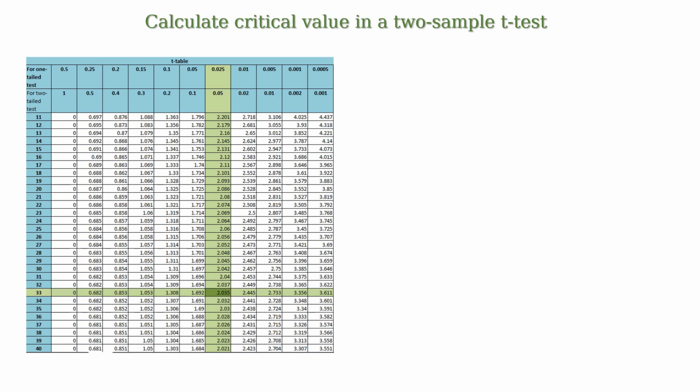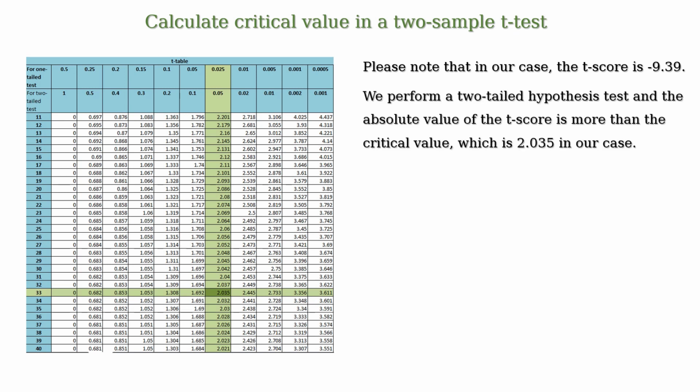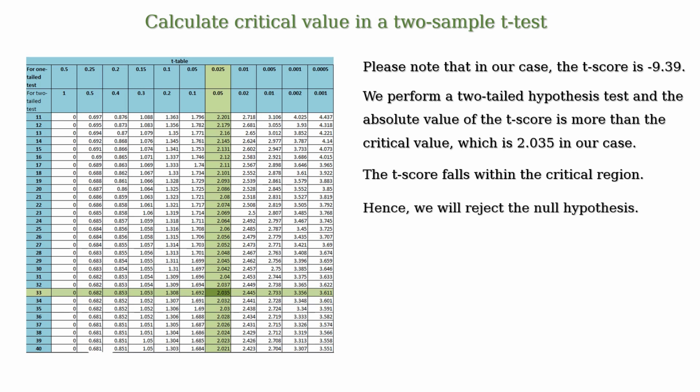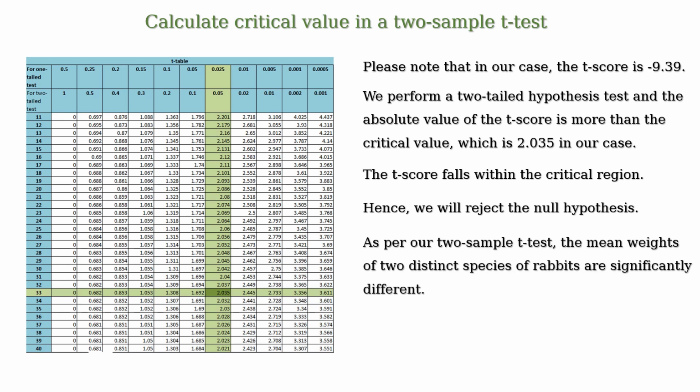Please note that in our case, the t-score is minus 9.39. We perform a two-tailed hypothesis test and the absolute value of the t-score is more than the critical value, which is 2.035 in our case. So, the t-score falls within the critical region. Hence, we will reject the null hypothesis. So, as per our two-sample t-test, the mean weights of two distinct species of rabbits are significantly different.